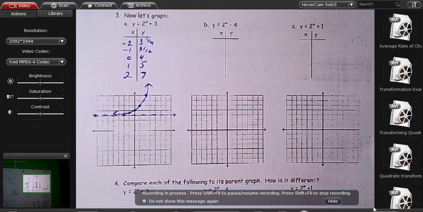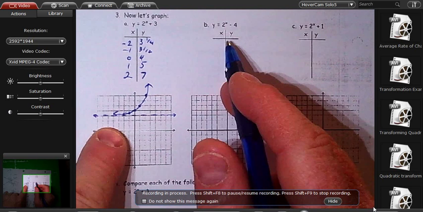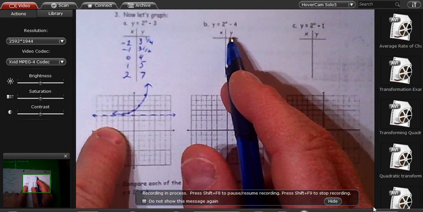All right. Let's go over to the next one. Now, Rudy, I've got 2 to the x minus 4. Where do you think my asymptote's going to be?